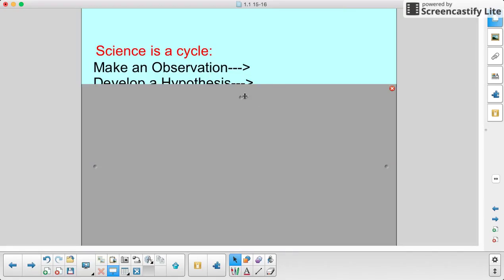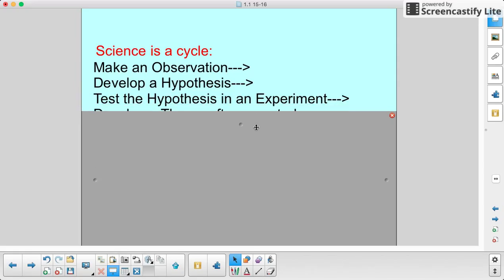Science is a cycle. This looks a little different in your notes. It's written out more across the page. The idea that I want you to see here is that in science, scientists make observations, and after observing the things around them for a while, they develop a hypothesis, their prediction about why they're seeing what they're seeing. They test that hypothesis in an experiment, and if it is proven true, they repeat that experiment multiple times to see if they continue getting the same results.